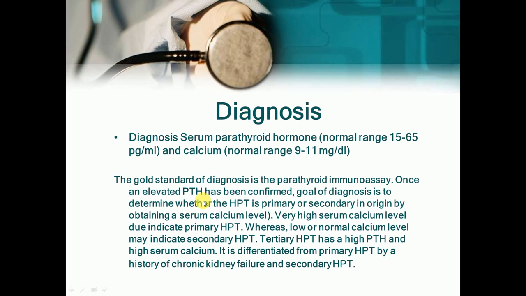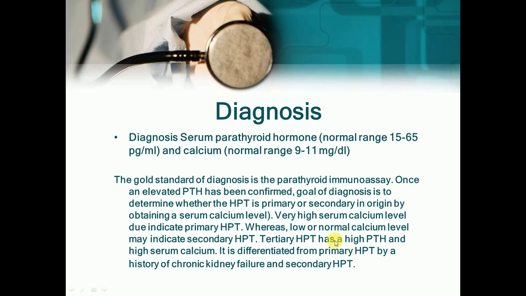Once an elevated parathyroid hormone has been confirmed, the goal of diagnosis is to determine whether the HPT, hyperparathyroidism, is primary or secondary in origin by obtaining the serum calcium level. A very high serum calcium level may indicate primary hyperparathyroidism, whereas a lower or normal calcium level may indicate secondary hyperparathyroidism.